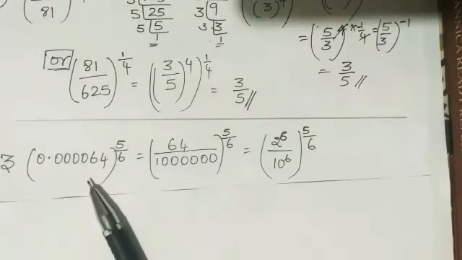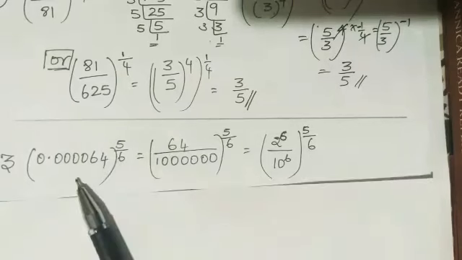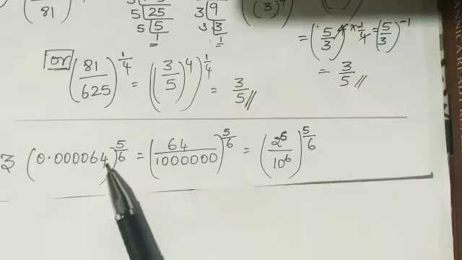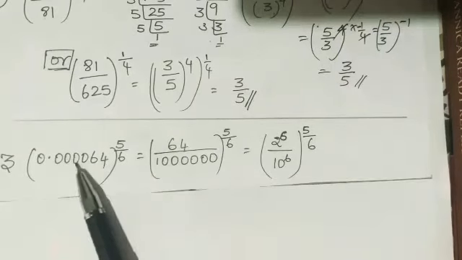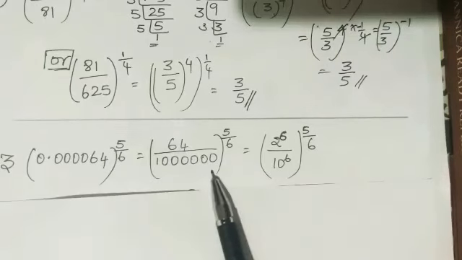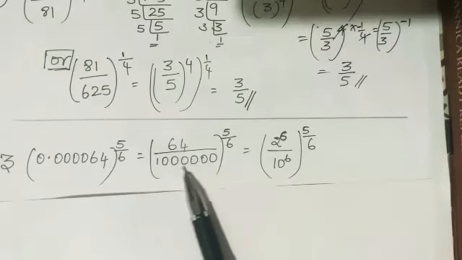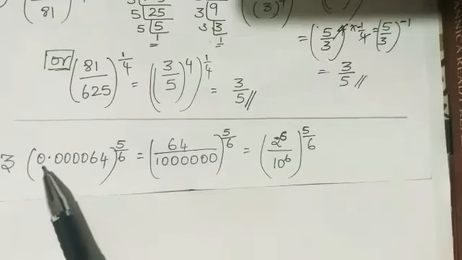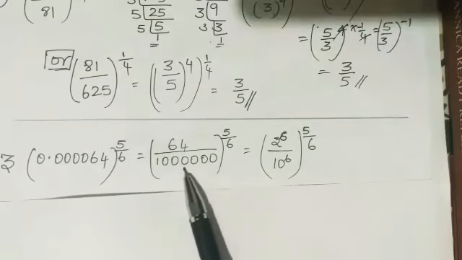See, we have a decimal number here raised to the power 5 by 6. How can this be written? This can be written as 64 by 1 and 6 zeros: 1, 2, 3, 4, 5, 6. 64 by 10 lakh gives you this value. So this can be written as 64 by 10 lakh.